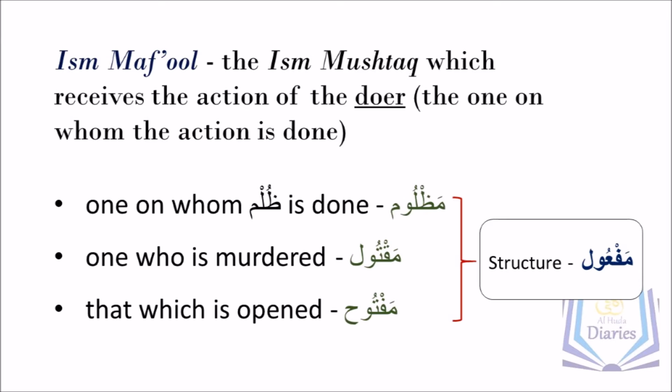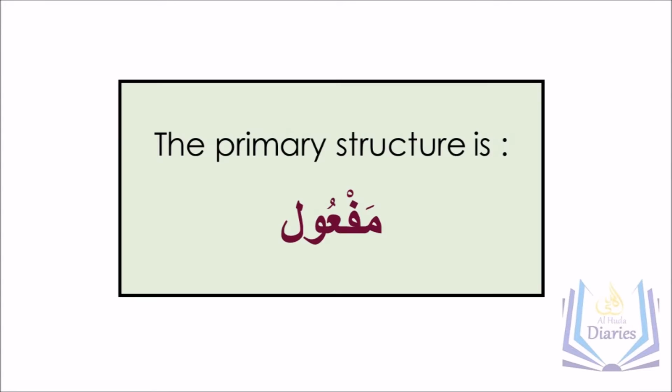One on whom dhulm is done, madhloom. One who is murdered, maqtul. That which is opened, maftuh. So madhloom, maftuh and maqtul. What is common in all these three words? It is in the structure of maf'ool. So the primary structure of Ism Maf'ool is maf'ool.